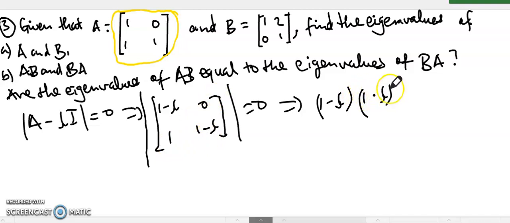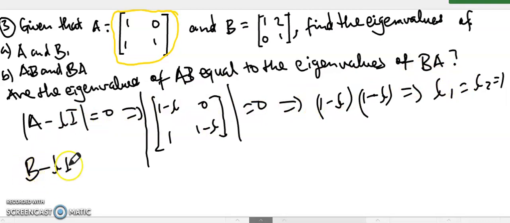This implies that our lambda 1 will be equal to lambda 2, and this is equal to 1, because our lambda in this case is simply 1. This is the first answer to question A. We are to find the eigenvalues for A. So the eigenvalue for A is 1, because lambda 1 is equal to lambda 2. So let us now find the eigenvalues for B.